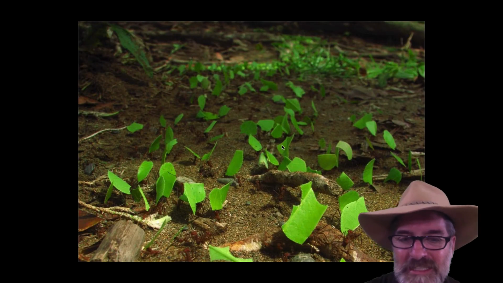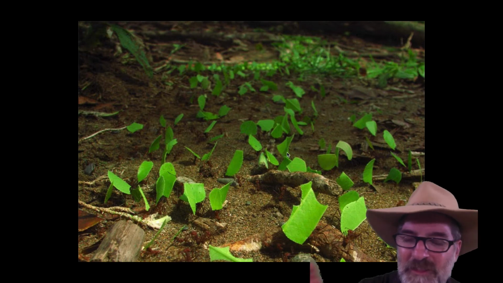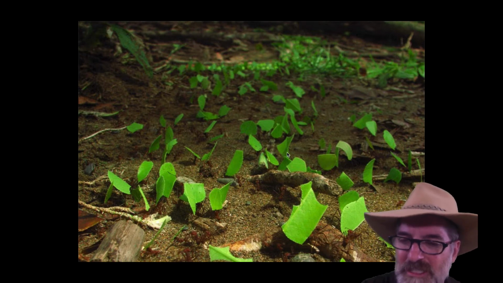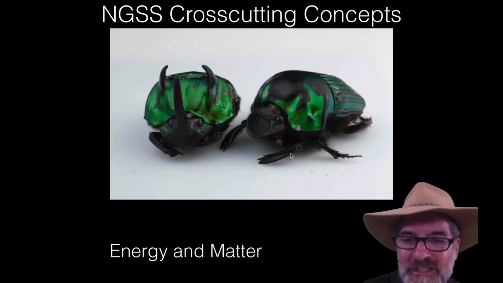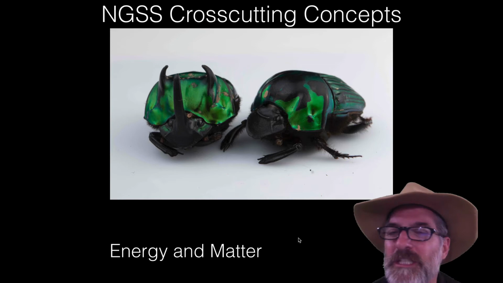These are leafcutter ants here that actually chew up the leaf, but then they take them down there and put little bits of fungus, and they grow fungus and they actually eat the fungus. This right here, the cross-cutting concept of energy and matter.